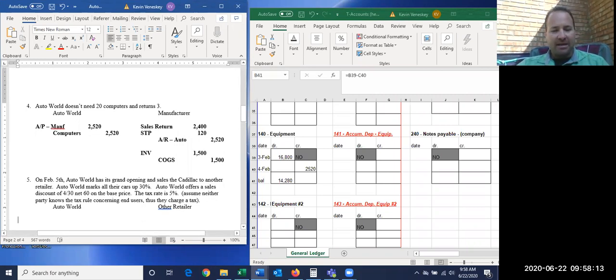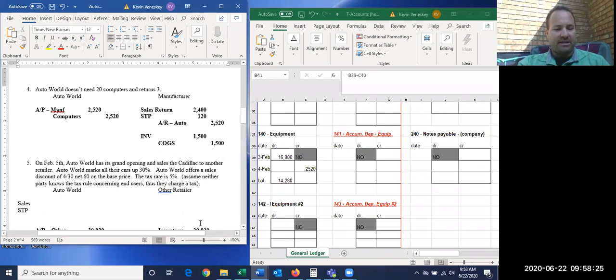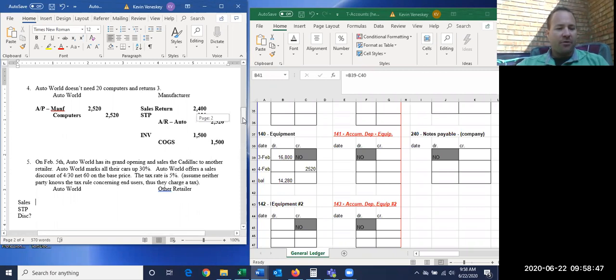Now, off to the side, I think it's always good to make little notes. Make little notes on how much in sales are we collecting? How much in sales tax payable are we having to collect? What's the possible discount if needed? So we have our grand opening. We're selling a Cadillac to some other retailer. Sales tax is 5%.